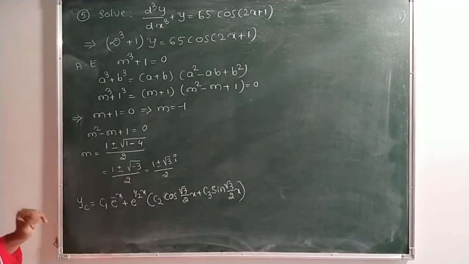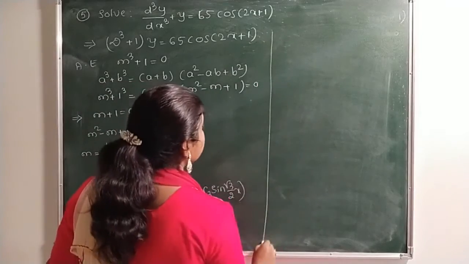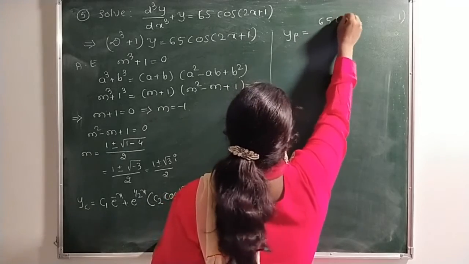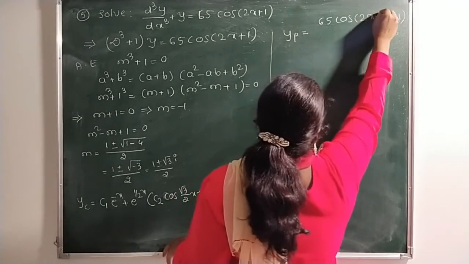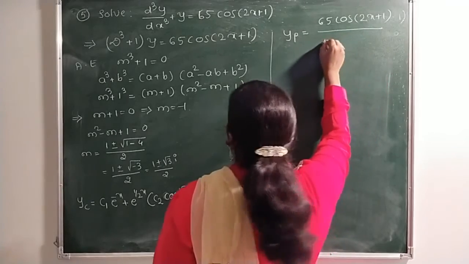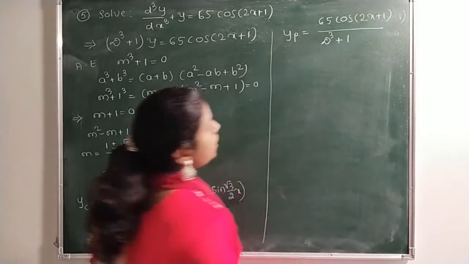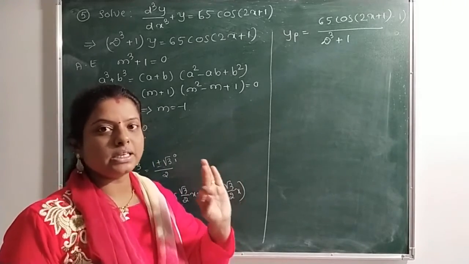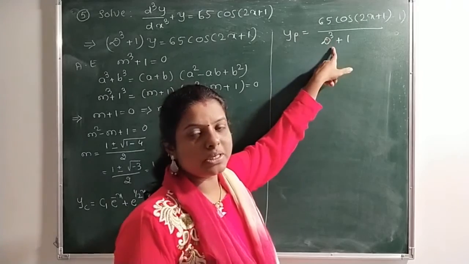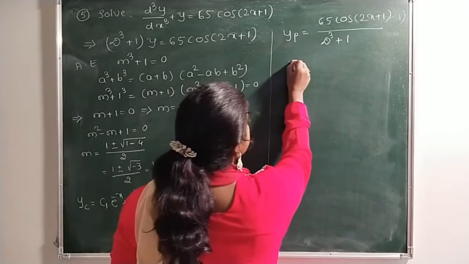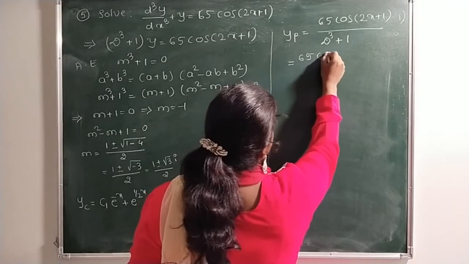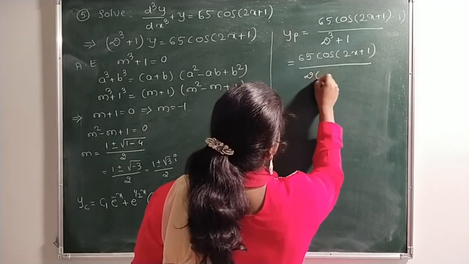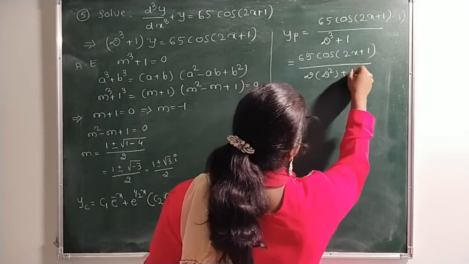This is yc. Now you have to find yp. Yp is equal to the RHS term written in the numerator and the f of D term written in the denominator, D cube plus 1. Here, in the second type, the condition is that you can only replace the D square term. Here the D cube term is there, you can't replace it. That's why we write 65 cos 2x plus 1 over this, and D cube we have to replace as D into D square plus 1.